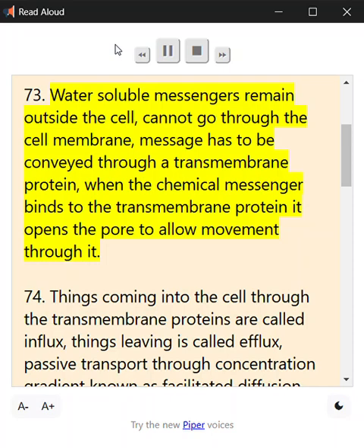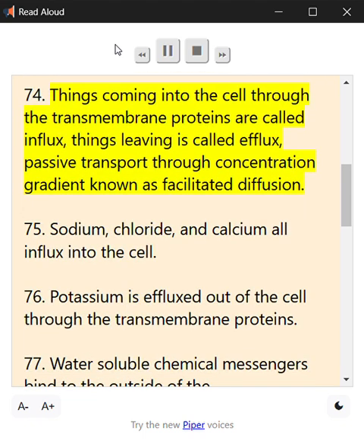73. Water-soluble messengers remain outside the cell and cannot go through the cell membrane. The message has to be conveyed through a transmembrane protein. When the chemical messenger binds to the transmembrane protein, it opens the pore to allow movement through it. 74. Things coming into the cell through the transmembrane proteins are called influx, and things leaving is called efflux, a passive transport through concentration gradient known as facilitated diffusion.